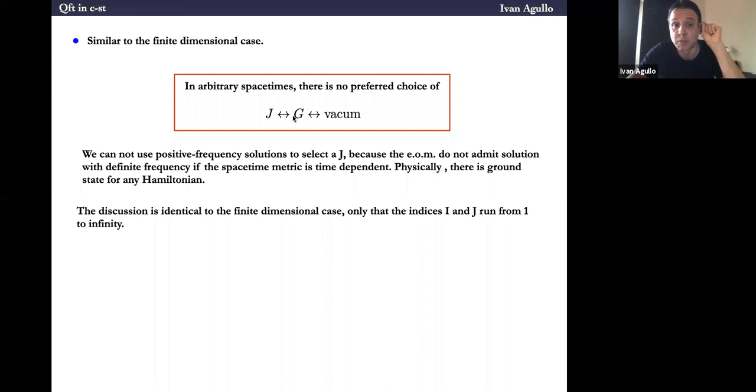The discussion is identical to the finite dimensional case, only that these bases contain infinitely many elements that produce some subtleties, as I will discuss in a minute, but the idea that there is no preferred Fock vacuum is exactly the same. So again, when you hear vacuum, don't associate it anymore to the ground state. The ground state only exists in very peculiar situations. The notion of Fock vacuum is a mathematical notion, and it's just a quasi-free Gaussian state. So this is what a Fock vacuum is. And there are infinitely many which are different from each other. And each of them is associated to a Fock representation of your quantum theory.